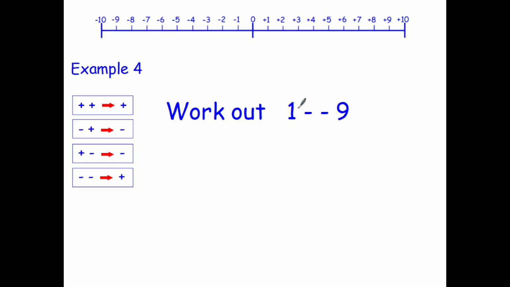Example 4. Here 1 minus minus 9, those 2 are next door to each other, so now I am going to apply this rule and I get 1 plus 9, which is just 10.